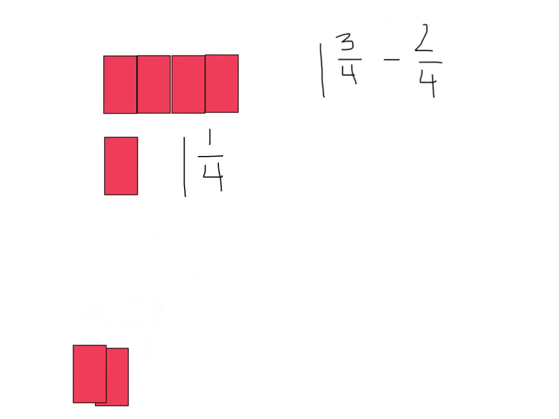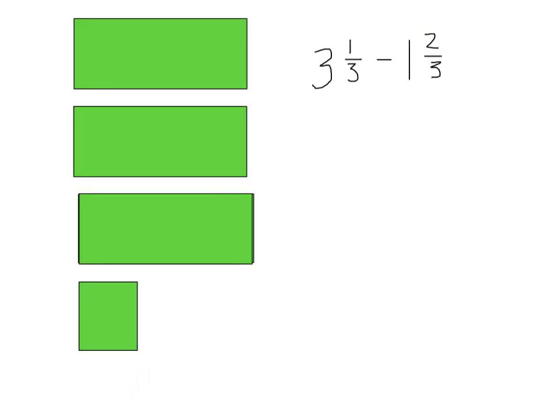Pretty simple. When we look at this just within the problem, without drawing a picture model to go along with it, we can look at the whole number part. 1 minus nothing is 1. 3 minus 2 is 1. And then fourths are fourths. Okay, let's try another problem.